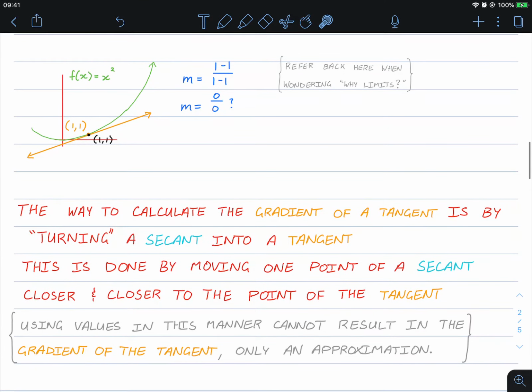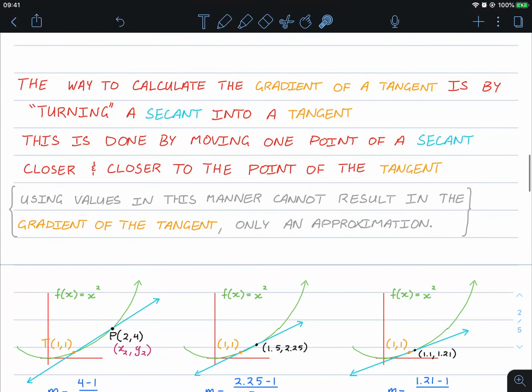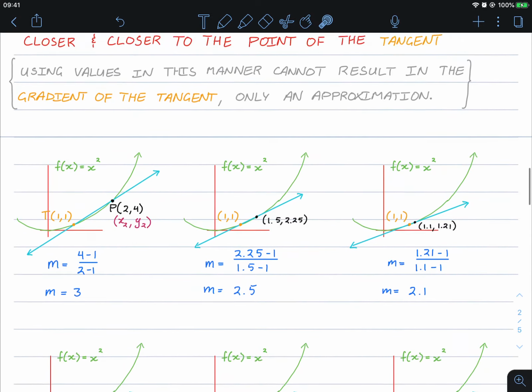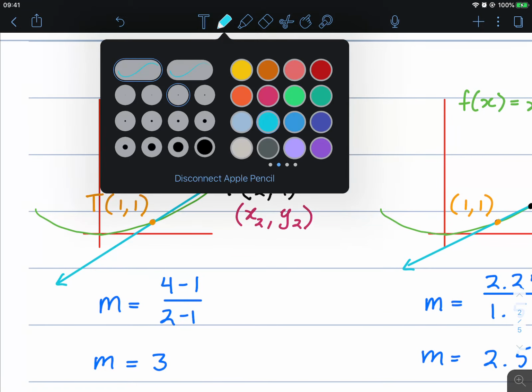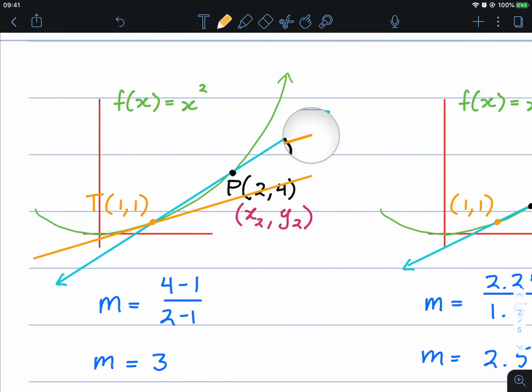This is done by moving one point of a secant closer and closer to the point of the tangent. Just know that using values in this manner cannot result in the actual gradient, only an approximation. But this will lead us into the proper gradient of the tangent. So here's a demonstration of moving one point closer and closer to the tangent. The tangent that we want to measure, just understand that eventually we want to measure this tangent here, the one I've just drawn. How we're going to do that is move this point closer and closer until it hits that point.